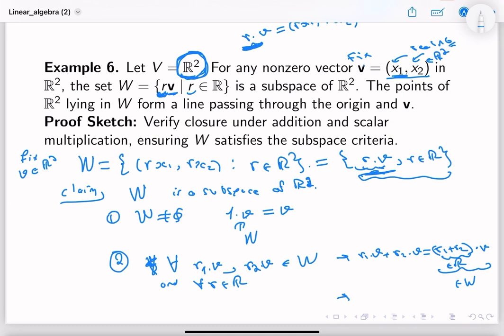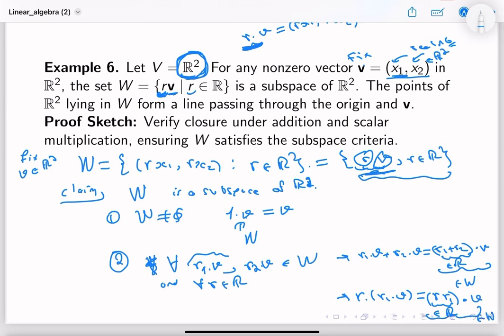And this is easy also, because if you take r and you dot this with r1 times v, this is any vector that we started with. If you rewrite this using the distributivity in the vector space, you can rewrite this as r times r1, as real numbers, times v. But multiplying two real numbers still gives a real number, and thus this takes the form of a real number times v, and thus this whole thing is in omega.